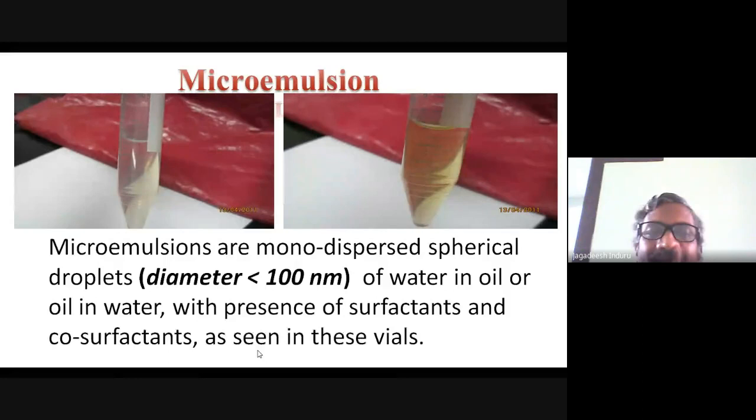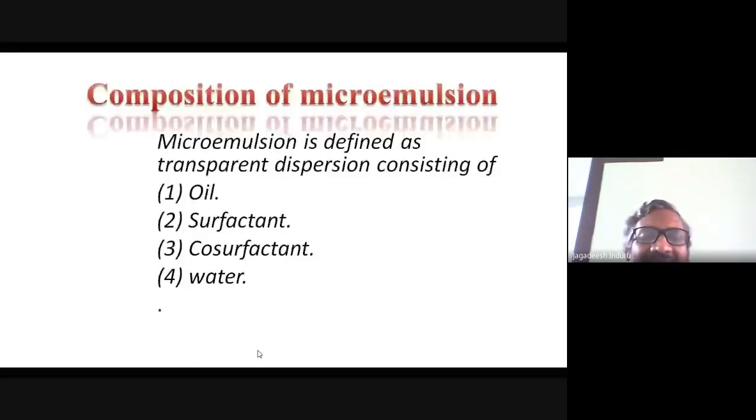So the microemulsions appear as a solution. They will have a Newtonian flow, and they are much more stable than regular coarse emulsions, because they contain one additional component in addition to your oil, surfactant, and water. They contain a co-surfactant, because when you add a surfactant alone, its concentration in the emulsion will be very high.